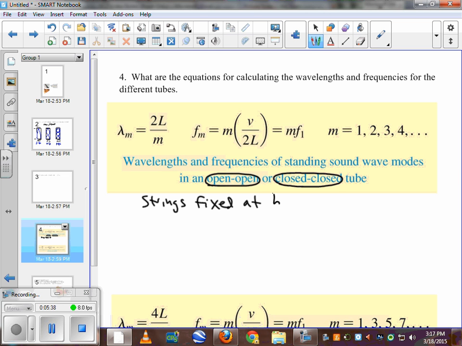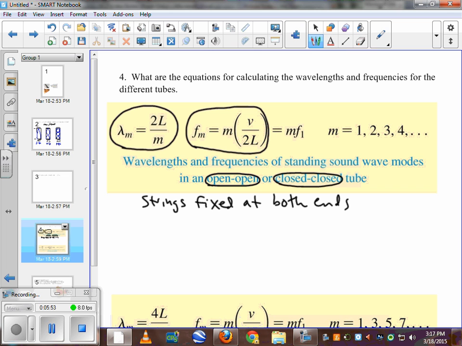So if you'll notice, this looks familiar, hopefully. Wavelength equals 2L over M. We did that for strings fixed at both ends. We did frequency equals M times V over 2L. That works for these types of tubes also.